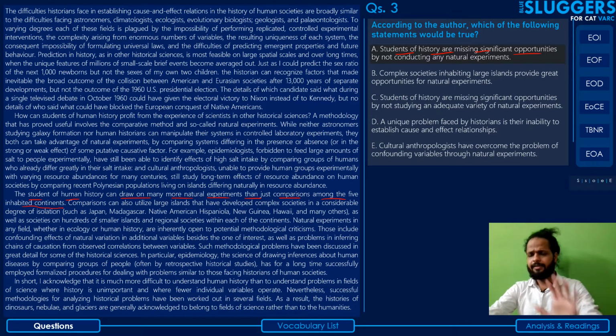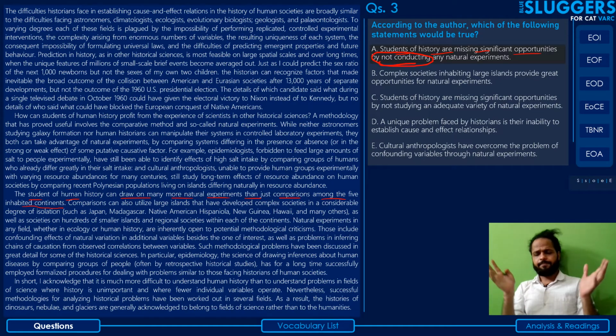So that's fair. That's something that we don't have any objection with. But the problem is with the second part, where it says by not conducting any natural experiments. See, guys, natural experiments are references to natural systems which are already present in the geography around us, and the historians are simply supposed to study them for different causative factors. They are not actually some sort of experiments that need to be conducted.